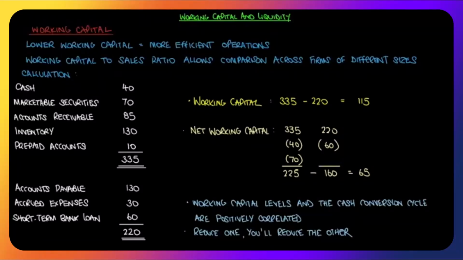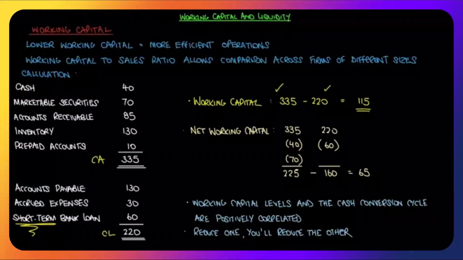We'll calculate working capital. Typically then an analyst will take that working capital and compare it to sales. Do a working capital to sales ratio. Why? Allows you to compare firms of different sizes. Again, something you'll see in FSA. Simple balance sheet here. We have cash, marketable securities, accounts receivable, inventory, and prepaid accounts. That's everything in current assets. Current assets is 335. We have accounts payable, what we owe our suppliers, other accrued expenses, and a short-term bank loan. Because it's short term, it's part of current liabilities, 220. Working capital would be 115.